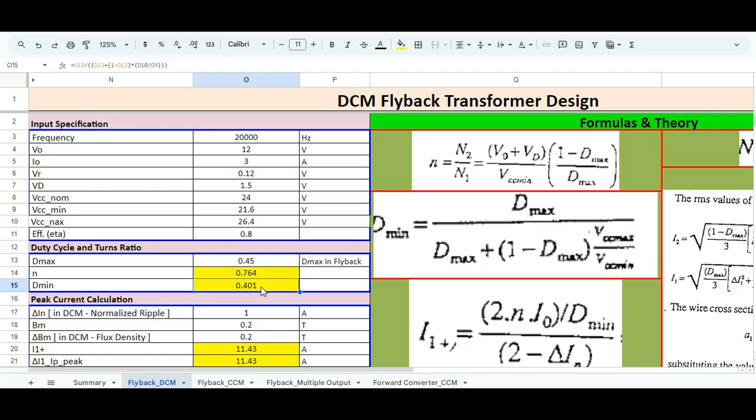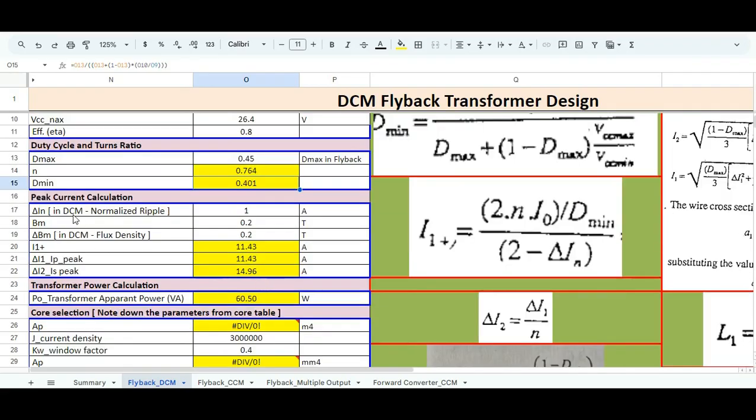Now I'm also going to calculate the minimum duty cycle. What is going to be my minimum duty cycle? The minimum duty cycle is given by D max divided by D max plus (1 minus D max) multiplied by the input voltage maximum divided by the minimum input voltage. This gives me the minimum duty cycle. That means I'm operating my flyback converter from 0.4, 40% duty, to 0.45, 45% duty.